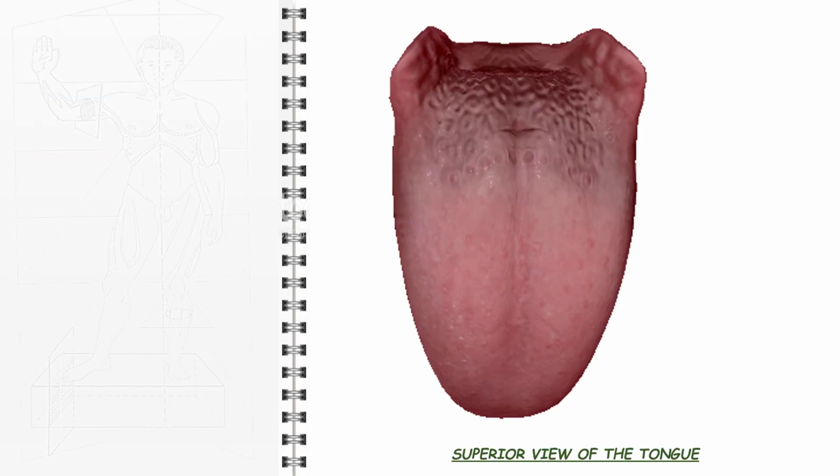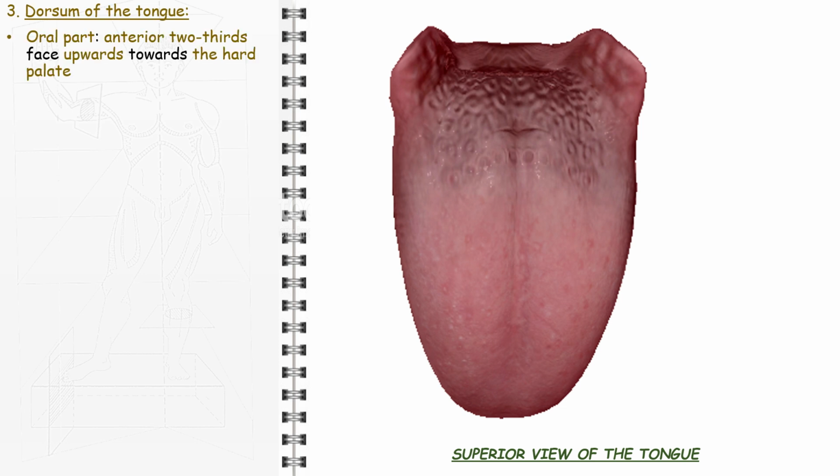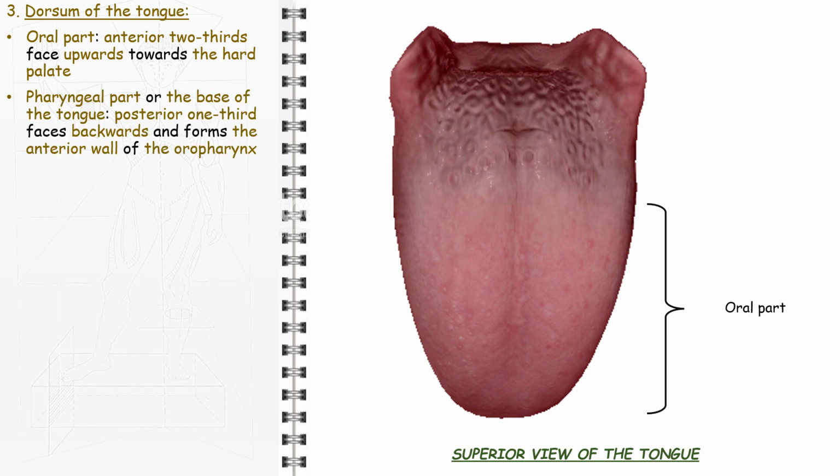The oral part of the dorsum is represented by the anterior 2/3 which face upwards towards the hard palate. It is convex and is marked by a median longitudinal sulcus. The pharyngeal part or the base of the tongue is the posterior 1/3 which faces backwards and forms the anterior wall of the oropharynx. It is united to the epiglottis by the glossoepiglottic folds at the vallecule.